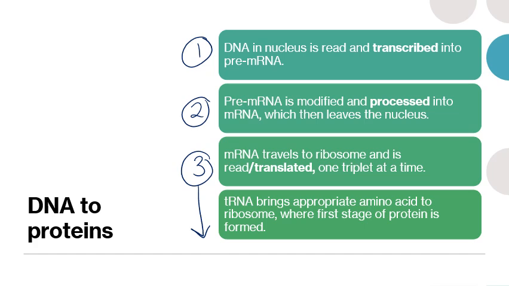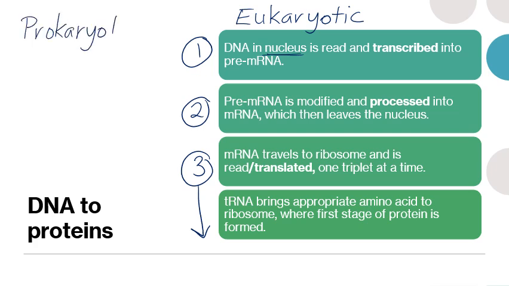So those groups of 3 are read in order. As this is happening, our tRNA is bringing the appropriate amino acid to the ribosome to help build this protein. Now you might have noticed here, I'm using language like nucleus, which tells you that this is a eukaryotic cell. This is a very similar process in prokaryotes, but we do have a little bit less to know.